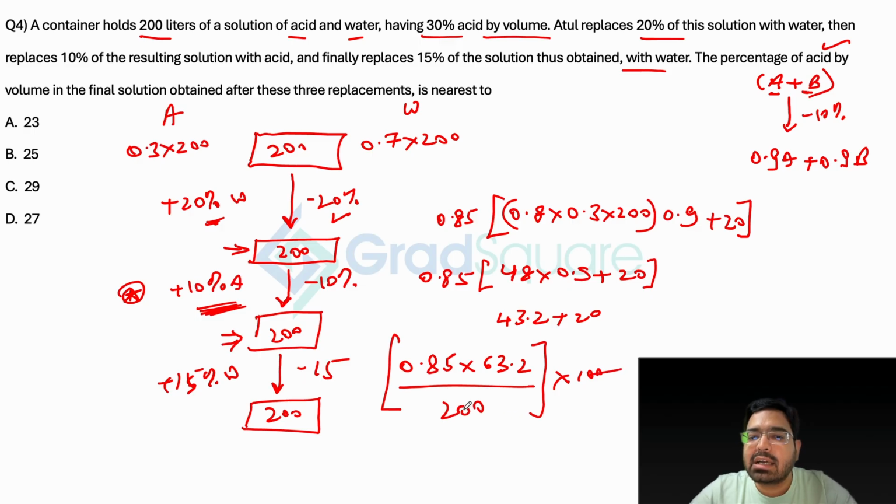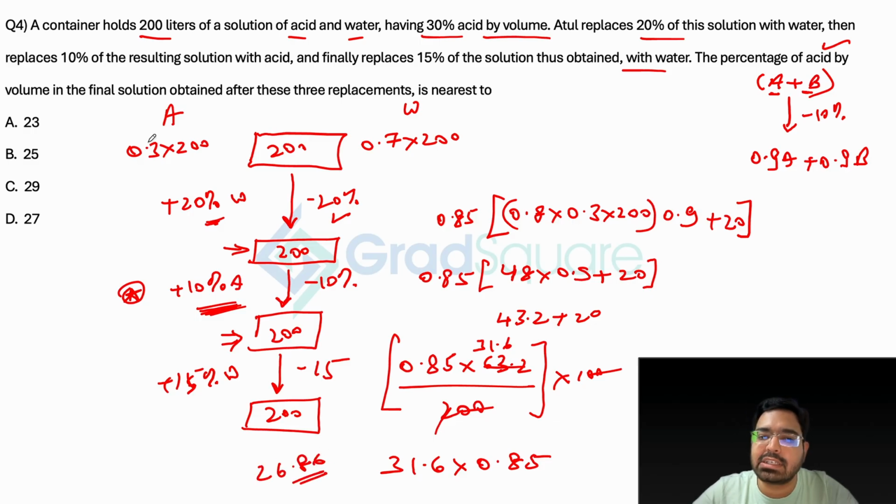A double zero gets cancelled out. What you are left with is 31.6 over here. 31.6 multiplied by 0.85 is the calculation that you have to do. Probably it will turn out to be 26.86 percent, which is nearest to 27. So option D turns out to be the answer for this question.